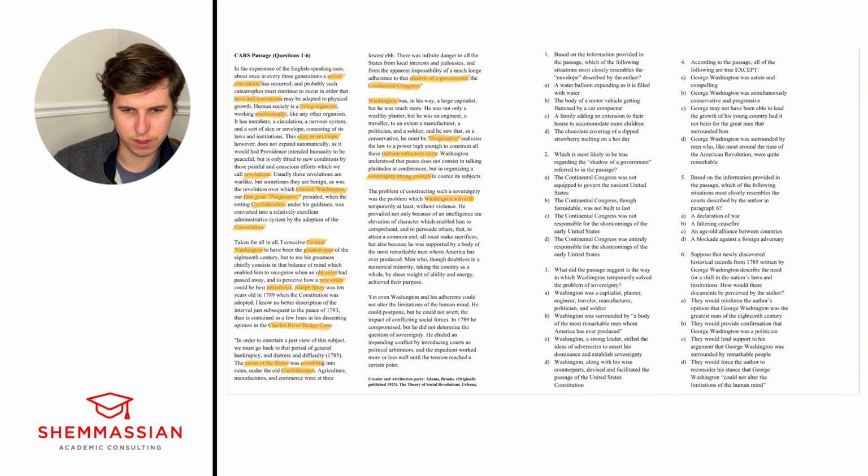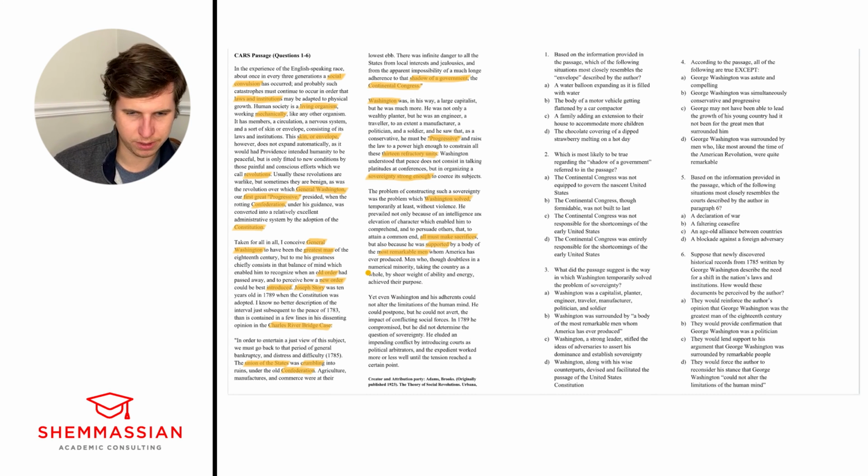So Washington solved it. This is all just reiteration, for the most part, of this main idea. He prevailed not only because of an intelligence and elevation of character, which enabled him to comprehend and to persuade others that to attain a common end, all must make sacrifices, but also, so that's kind of his point. Everybody must make sacrifices, but also because he was supported by a body of the most remarkable men whom America has ever produced. Okay, so he was supported. He didn't do it alone, supported by the most remarkable men.